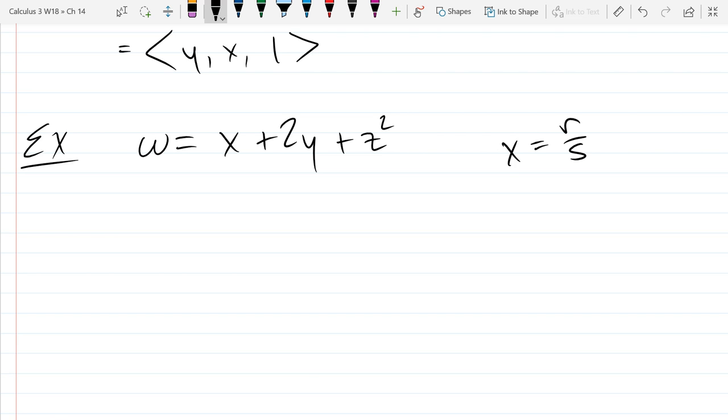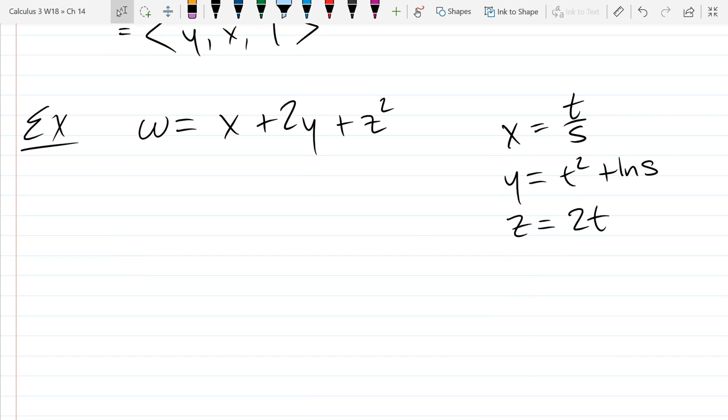So x is r over s. We're actually going to use r and s instead of s and t. Let's just use s and t. I'll just change. So x is t over s. y is t squared plus ln s. And z is 2t.